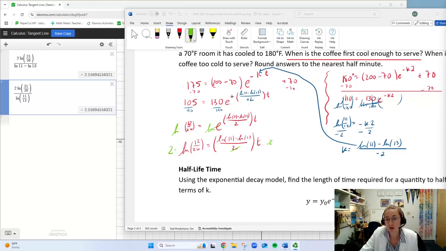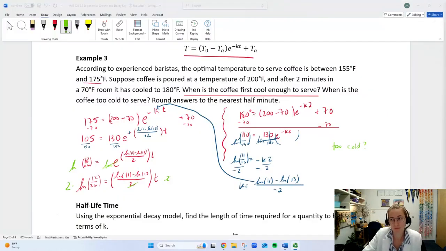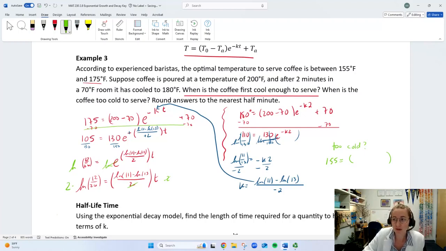And then you would just drink the whole coffee pot, and we don't have to worry about when it's too cold to serve. No, literally, I actually do want to find that. It's the same exact thing that we did over here, except that we're trying to see when our temperature is going to equal 155, which, according to these expert baristas, would be too cold to drink. So same exact equation that we did over here, except with 155 instead of 175.